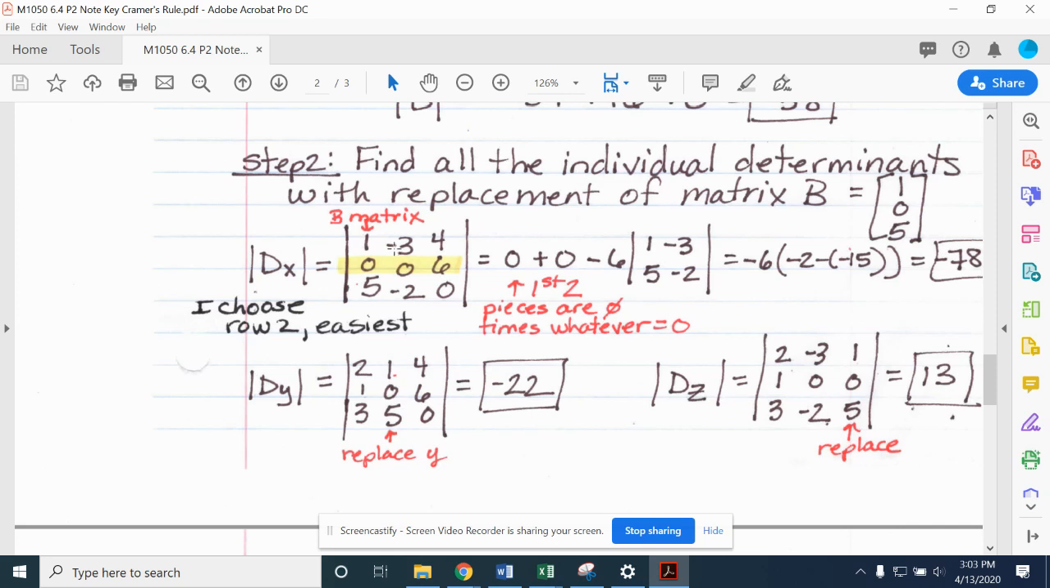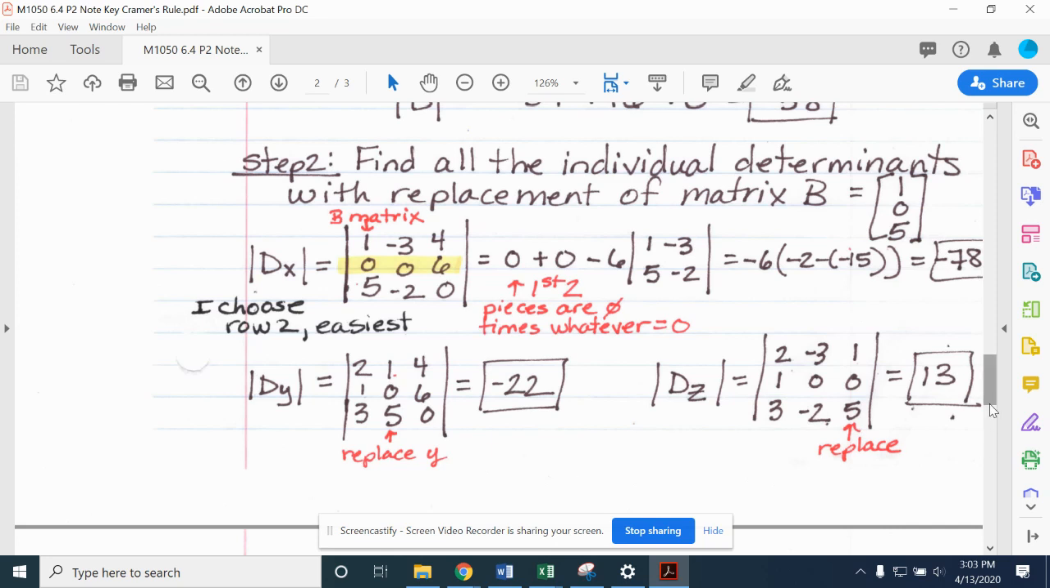And remember, this was a plus, minus, plus, minus, plus, minus. So this is a negative, and then a 6 times, cut out those pieces, I have 1, negative 3, 5, negative 2, downhill minus uphill, and I get a negative 78. You would do the same thing for the y and the z with replacement. Go through whichever one you're going to choose. I didn't show all the work on these two, but those are the numbers that come out.